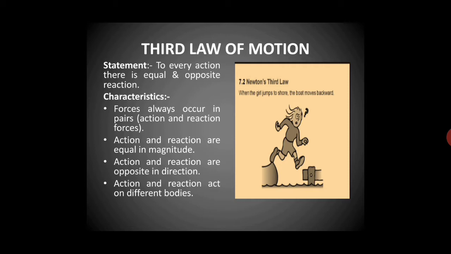Next, action and reaction are equal in magnitude. The action and reaction are opposite in direction, and they act on different bodies. As you can see in the picture of Newton's third law, when a girl jumps to the shore, the boat moves backward. This is an example of the third law of motion.